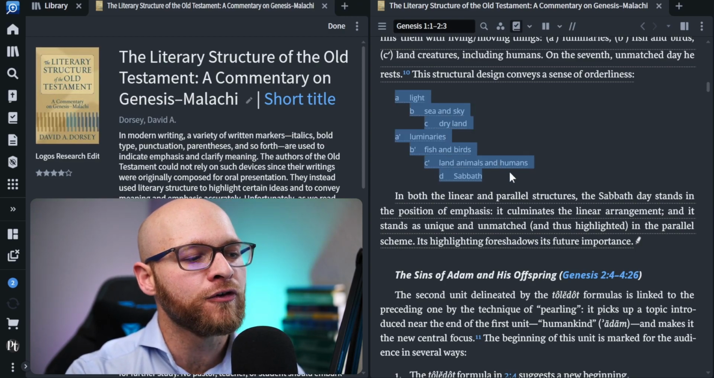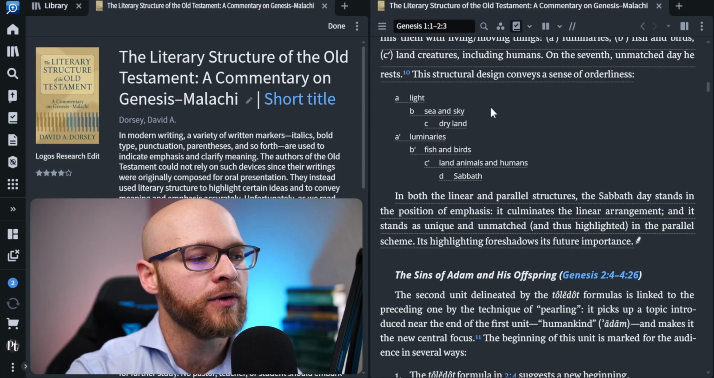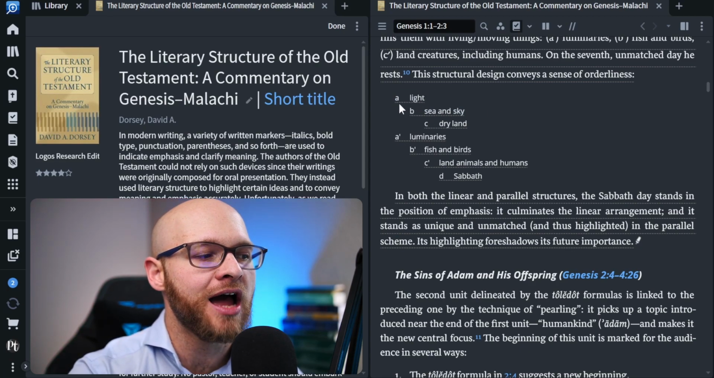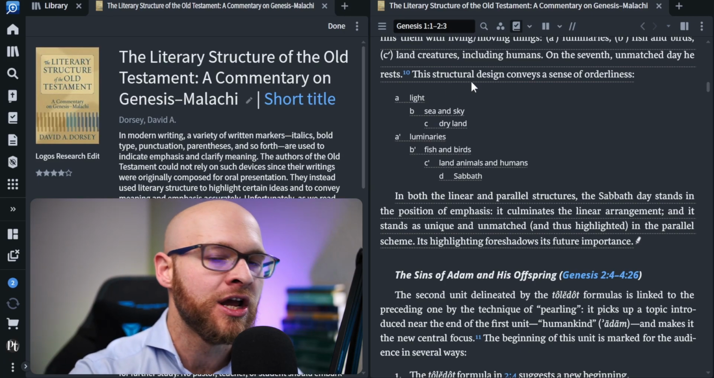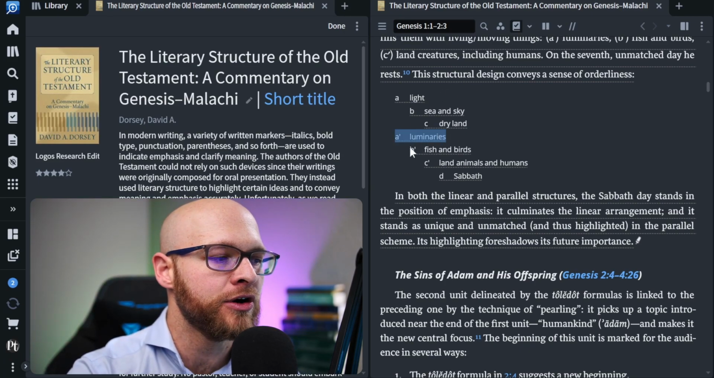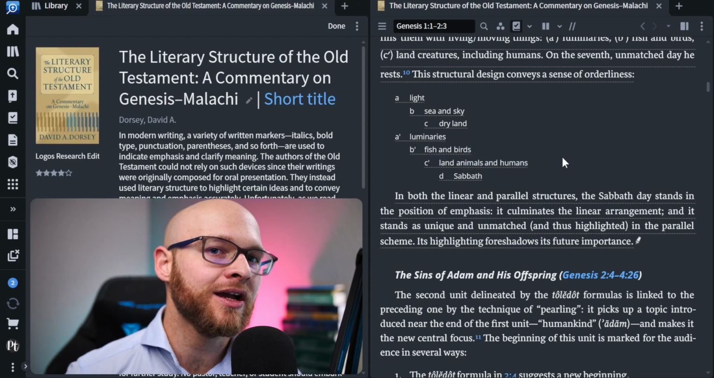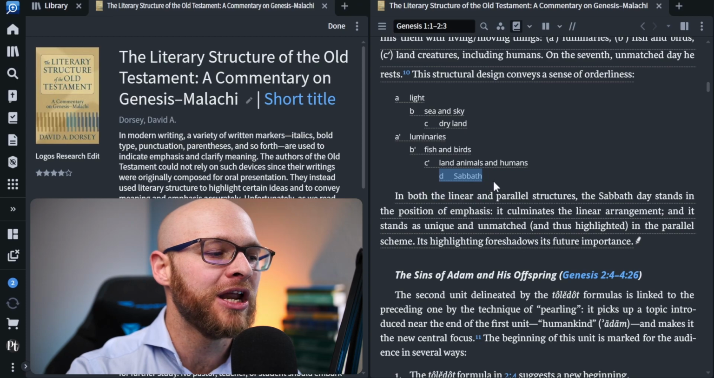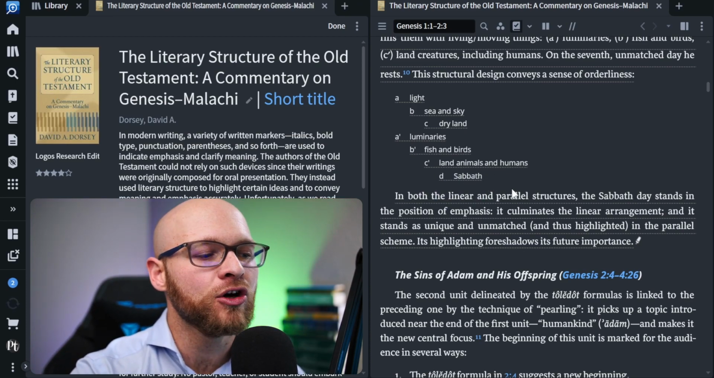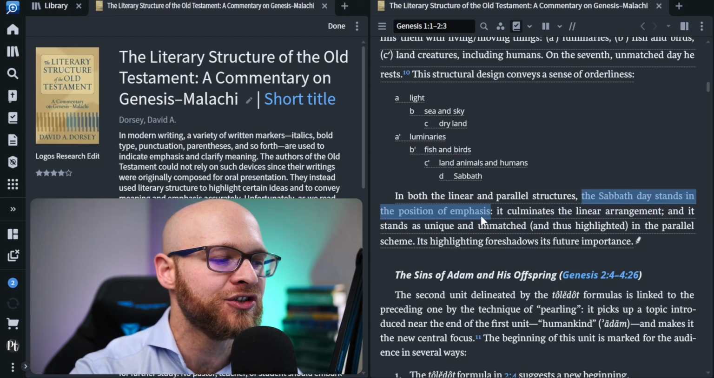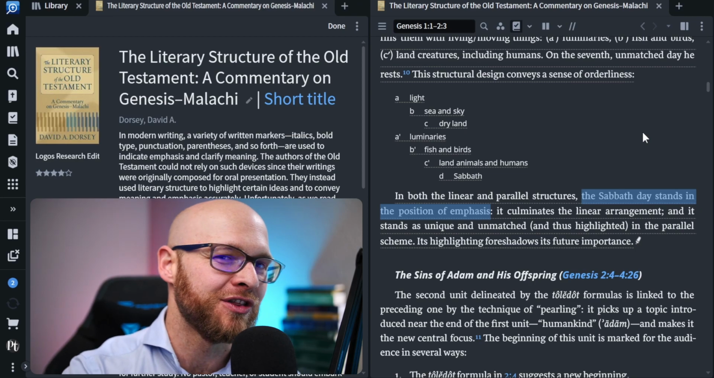This is commonly referred to in the framework theory, but you can see right away that in days 1, 2, and 3, you have light, sea and sky, and dry land created. And then you have a structure that complements it. In days 4, 5, and 6, you have luminaries, fish and birds, land animals, and humans. And so you recognize that day 7 is the culmination of the passage, just from a literary standpoint. He says this, "In both the linear and parallel structures, the Sabbath day stands in the position of emphasis." That's already helpful. You know what to focus on in this passage.